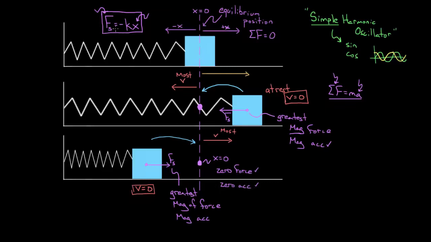So recapping, objects with a restoring force that's negatively proportional to the displacement will be a simple harmonic oscillator. And for all simple harmonic oscillators, at the equilibrium position, you'll get the greatest speed, but 0 restoring force and 0 acceleration. Whereas at the points of maximum displacement, you'll get the maximum magnitude of restoring force and acceleration, but the least possible speed.